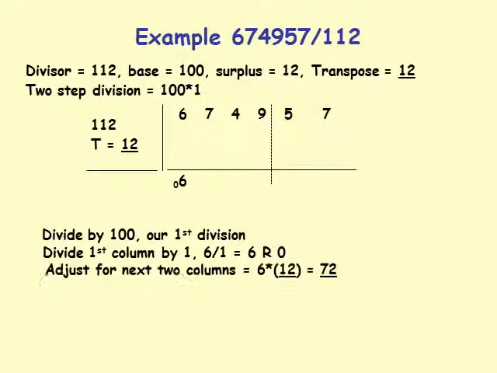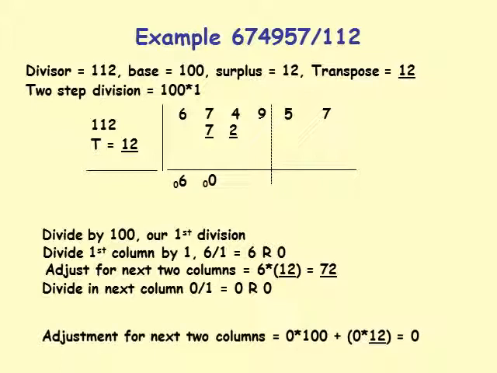Okay, now adjustments. Adjustment for the next two columns is 6 times negative 12, which is negative 72. Let's continue. Okay, dividing the next column is 7 minus 7 is 0. We divide by 1. That's my second division. 0 divided by 1 is 0, remainder 0. Okay, so we just did that, 0 remainder 0.